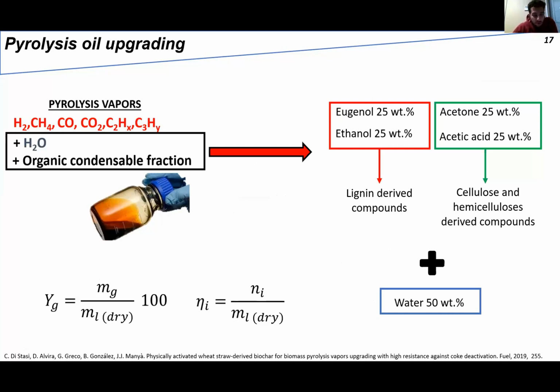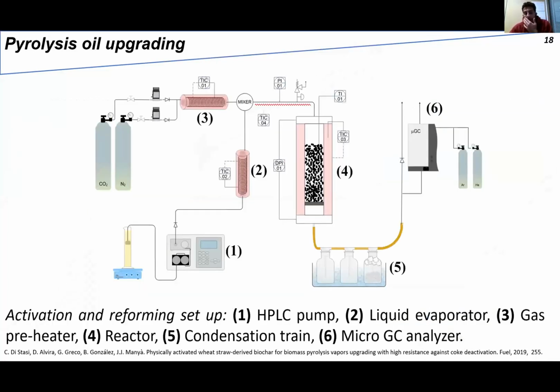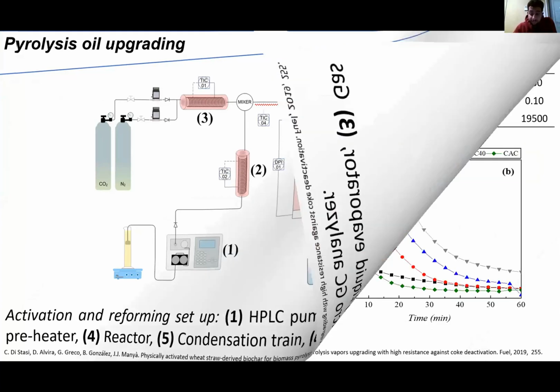The performances were evaluated through the definition of the total yield, defined as the total mass of gas produced divided by the liquid feed on dry basis, and the selectivity, defined as the millimoles of the gas divided by the dry liquid feed. We have used a fixed bed reactor with a condensation train and a micro GC to analyze the composition of the outlet stream of gases.